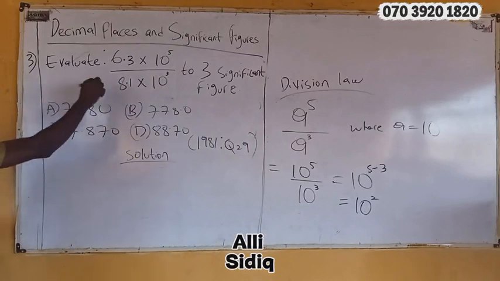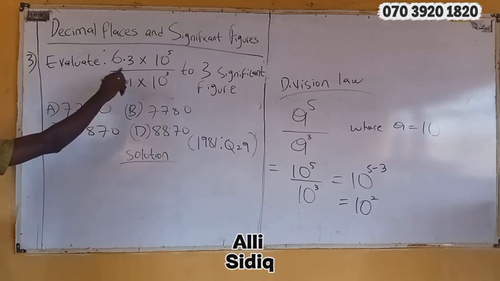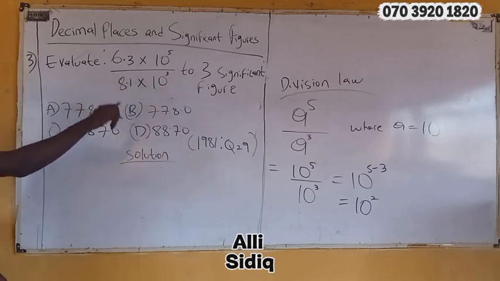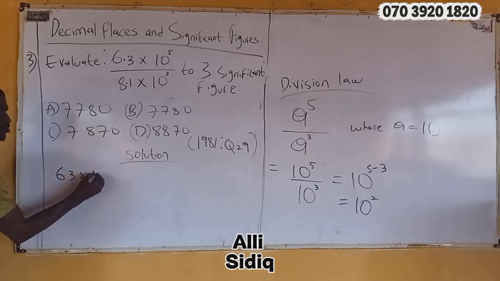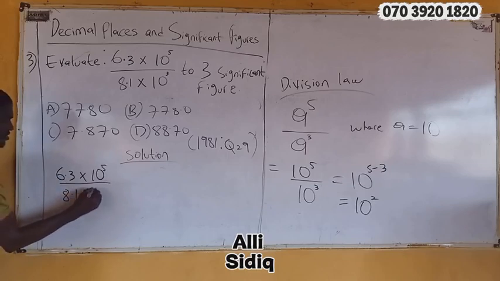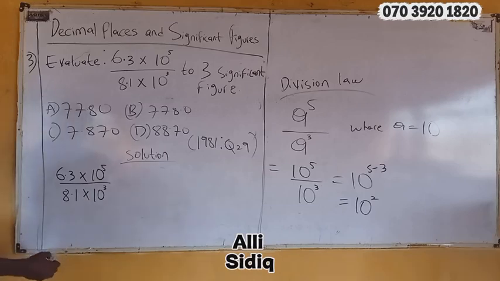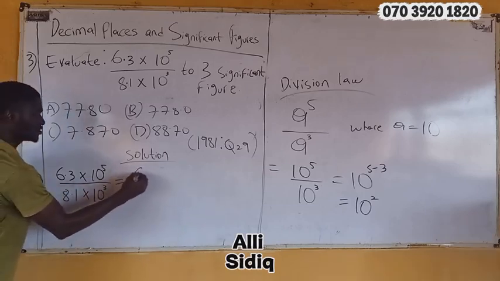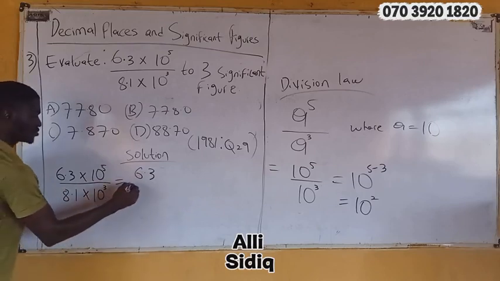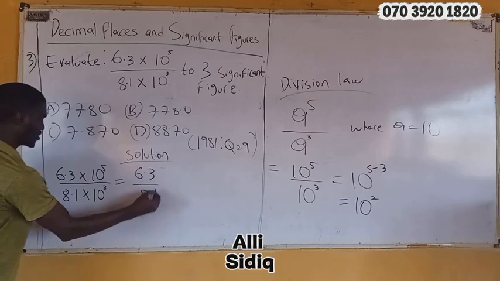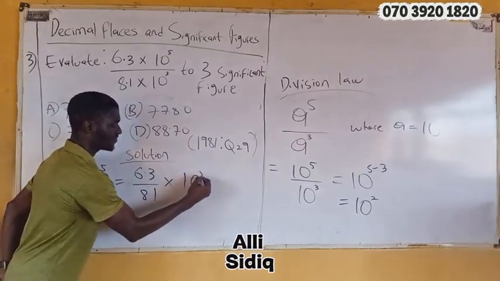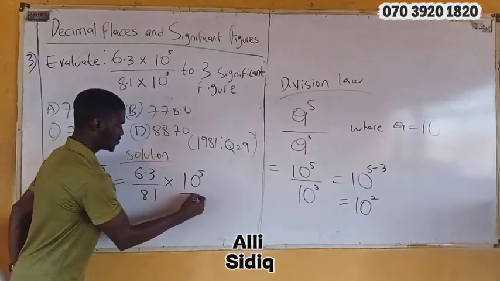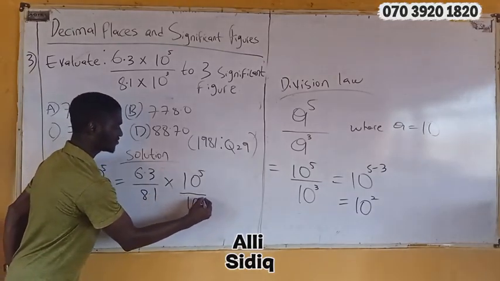Now, the question says evaluate 6.3 times 10 to the power 5 over 8.1 times 10 to the power 3. So let me do that. 6.3 times 10 to the power of 5 over 8.1 times 10 to the power of 3. Which is still the same thing as having 6.3 over 8.1 times 10 raised to the power of 5 over 10 raised to the power of 3.